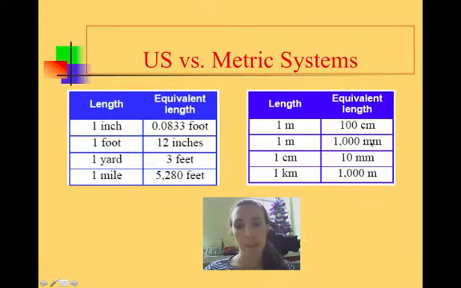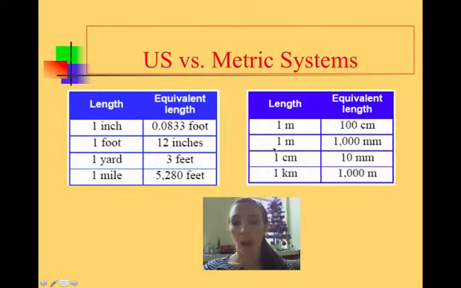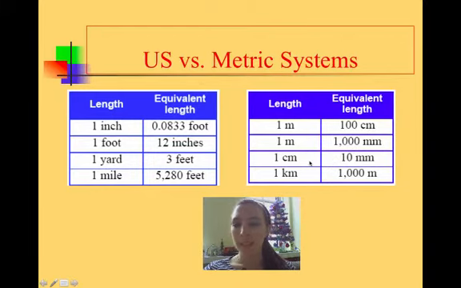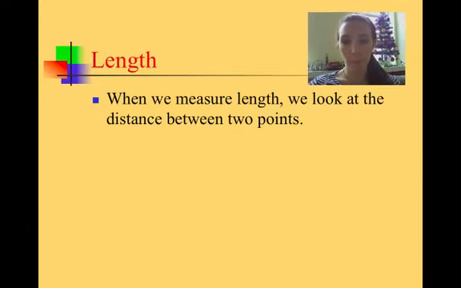Same over here. This is our metric system. And like I said, you can see this a little bit easier. 1 meter is 100 centimeters, which is the same thing as 1,000 millimeters. You're just adding a 0 here, multiplying by 10. 1 centimeter is 10 millimeters, and 1 kilometer is 1,000 meters. These are the basic ones you're really just going to have to memorize. We're going to practice them a lot, so it shouldn't be hard to memorize them.